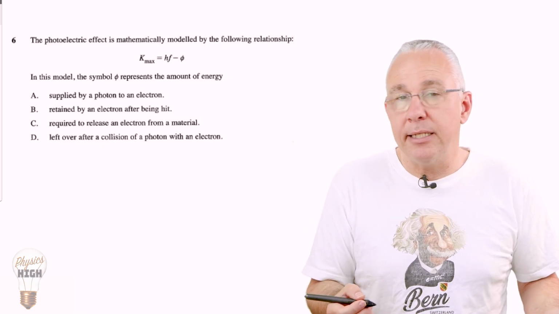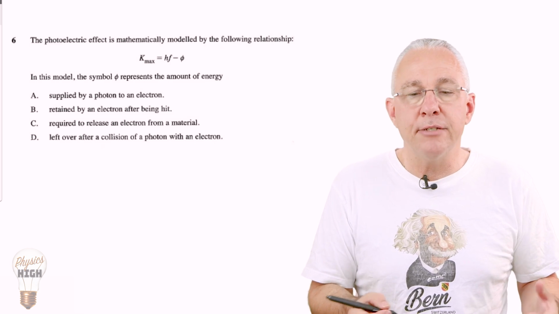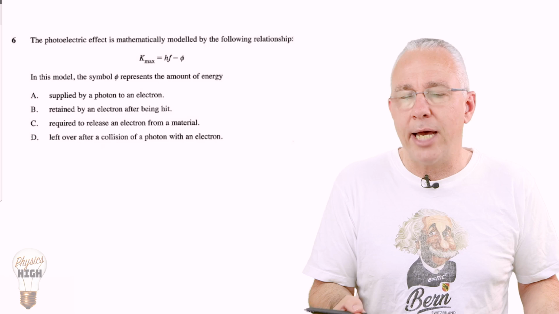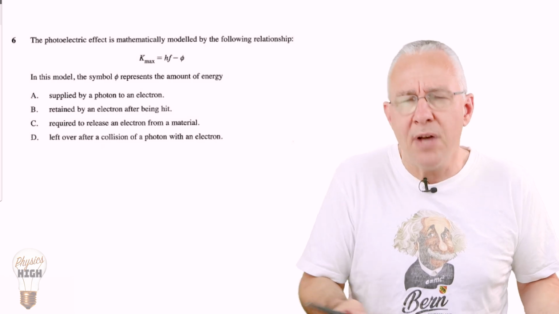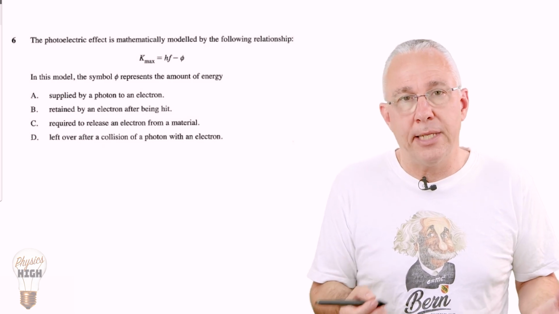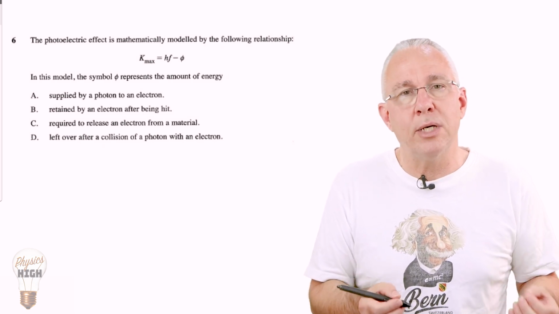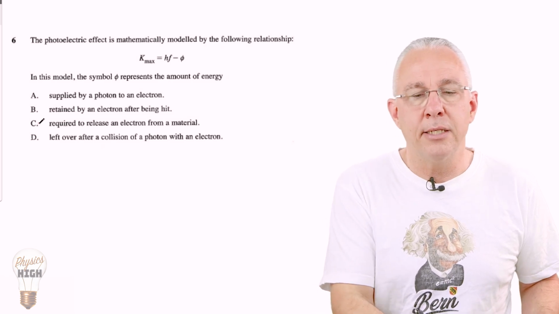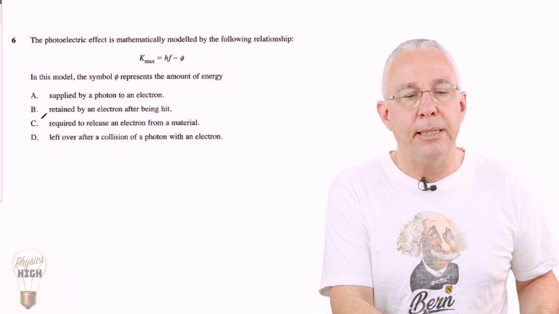It says basically that the effect is mathematically modeled by this following relationship. That is, the maximum kinetic energy of the photoelectrons is equal to hf minus phi. Now, what is phi? And that's really what the question is asking. Well, phi is the work function. That is, it's the minimum energy required to liberate these photoelectrons from a metal. And if you look at our answers, the only answer, therefore, can be C.